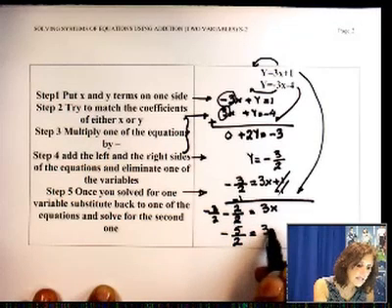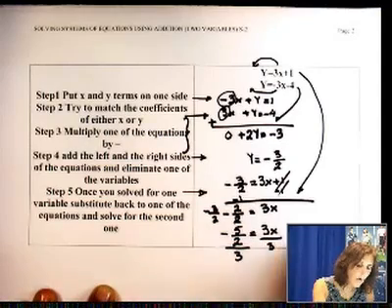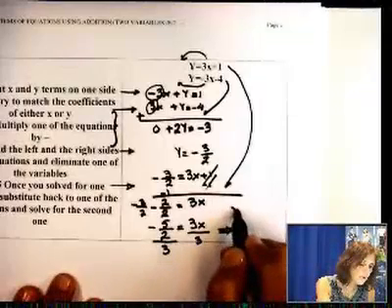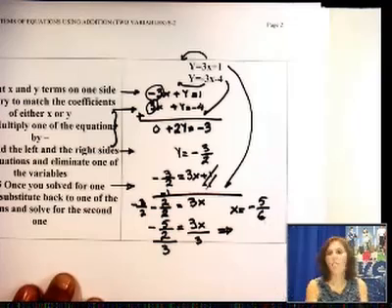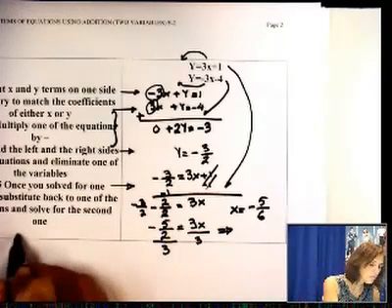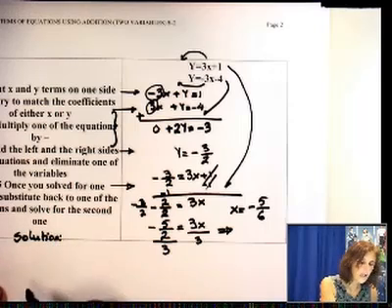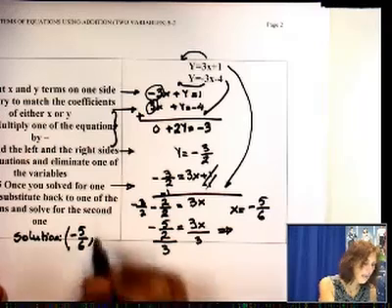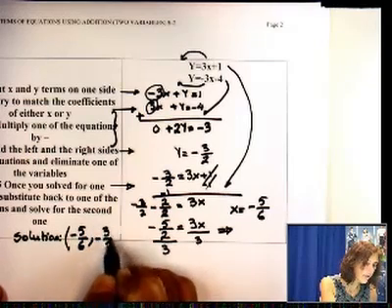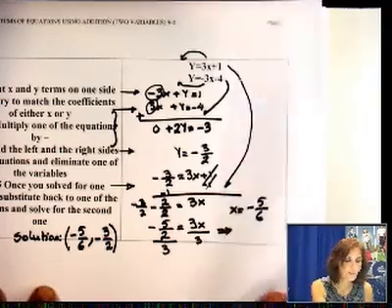equals 3x. And then I divide both sides by 3. I will get x equals negative 5/6. So let's write the solution. The solution is then negative 5/6 for the x-coordinate and negative 3/2 for the y-coordinate. And you are done. All right, let's go to the next example.